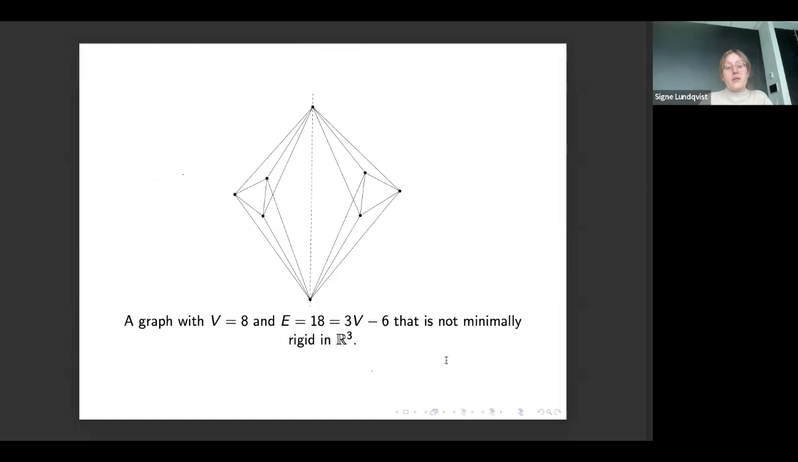Okay, so here's a graph which satisfies these counting conditions for dimension 3, but it's not minimally rigid. It's in fact flexible because you have these two tetrahedra. It's usually called the double banana graph, and you have these two bananas that can flex around the dotted line. So it's not minimally rigid, it's in fact flexible, but it satisfies these necessary conditions.